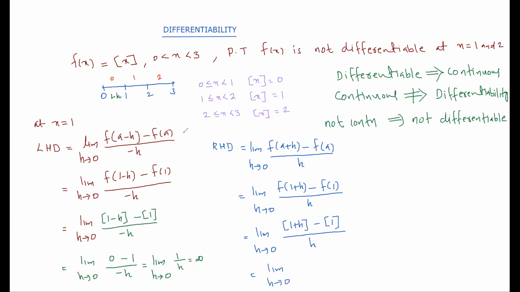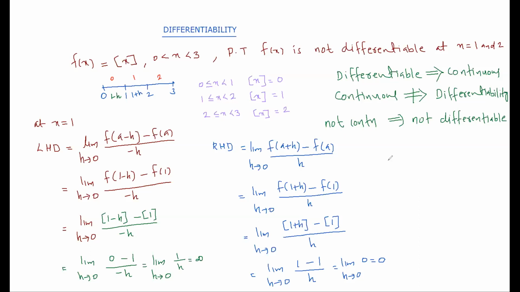Which is equal to limit h goes to 0. 1 plus h lies between 1 and 2. So the integers less than 1 plus h are 1, 0, etc. Of those, the greatest is 1. 1 minus greatest integer function of 1, which is 1. So 1 minus 1 by h, that is limit h goes to 0, 1 minus 1 is 0, 0 by h is 0. The limit of a constant is constant. Limit of 0 is 0.